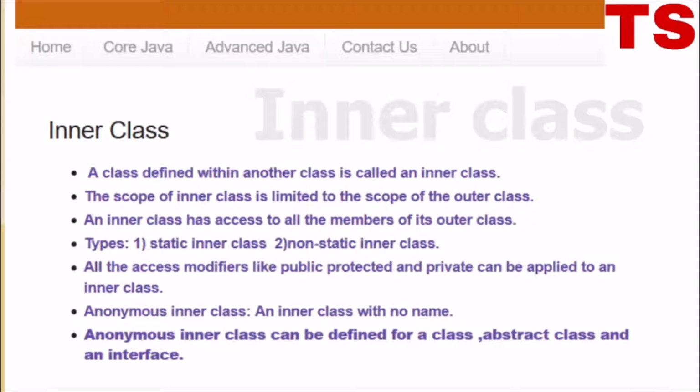We have an anonymous inner class, which has no name, and this can be defined for a class, abstract class or an interface. Let's look at this practically.